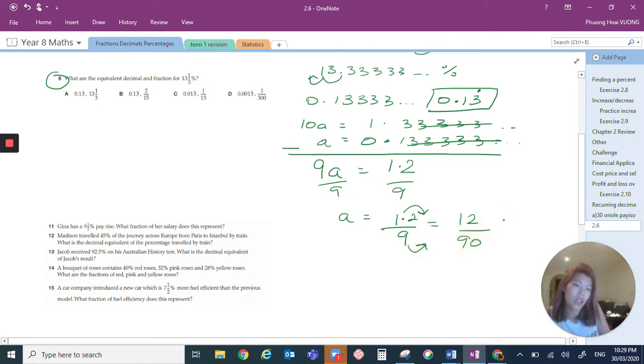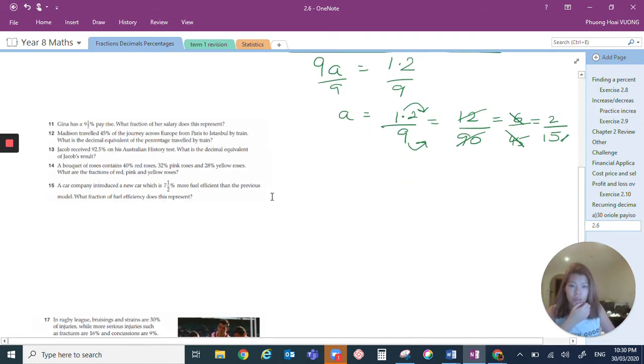Now, without a calculator, if you're not confident in dividing straight away, you can do simple ones and go slowly. So divide by 2, we have 6 over 45. Then we realize we can divide by 3. 3 into 6 goes twice, and 3 into 45 is 15. So that's our answer.